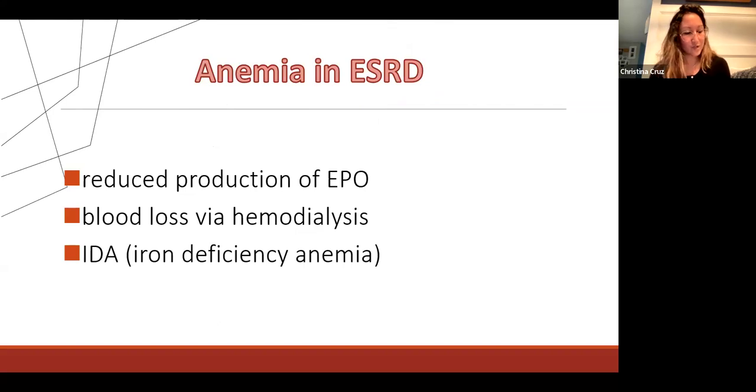ESA production is reduced. Additionally, the lifespan of RBCs is said to be decreased by 20%, secondary to the toxic or uremic environment in ESRD. Blood loss in the extracorporeal circuit by way of clotting the system or hemolysis, by resistance or obstruction of blood flow through the circuit, kinked tubing, or excessive blood flow through small gauge needles can cause blood loss during hemodialysis. Iron deficiency anemia includes both IDA and functional IDA, which we will discuss more on the next slide.